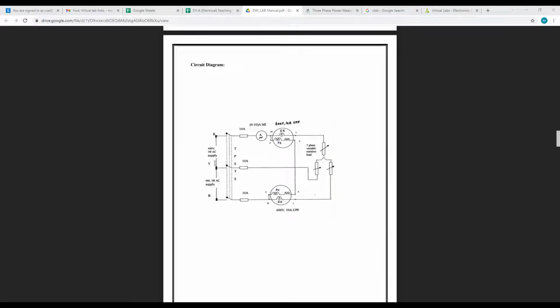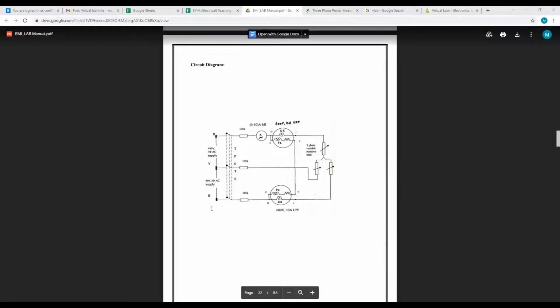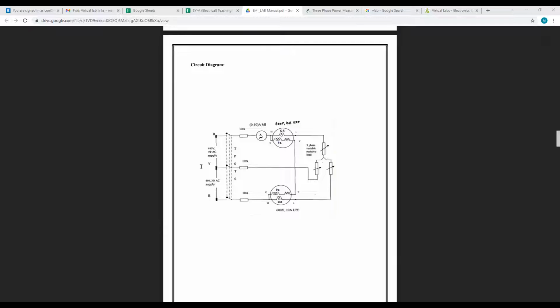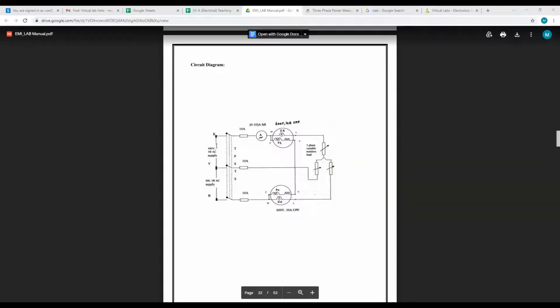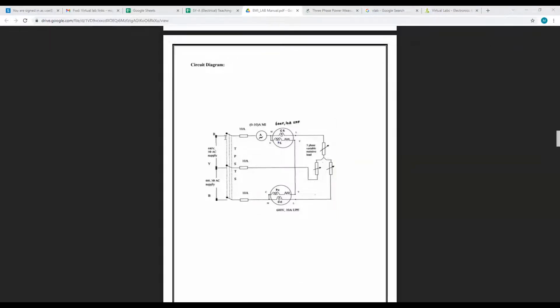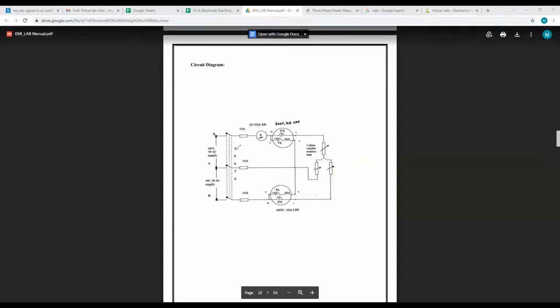How many phases are there? R, Y, B. 3 phases there. So it is a 3-phase AC supply, 50 hertz. We have a 440 volt 3-phase supply coming over there. Normally the 440 volt supply will come here. R, Y, B. Here we give the variac supply; this indicates variable. Those are actually TPST, meaning a triple pole single throw switch. TPST it is.